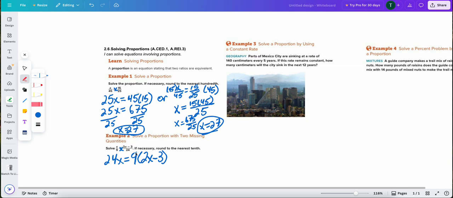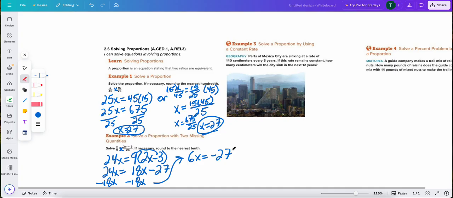Now, when we cross multiply here, we have to remember to distribute this. So we get 24x equals 9 times 2 is 18x, and 9 times 3 is 27, so we have minus 27. Now it looks like the problems we did back in 2.4. So I can subtract 18x from both sides to get my x's to the same side. When I do that, that is going to get me 6x equals, and we're left with negative 27.